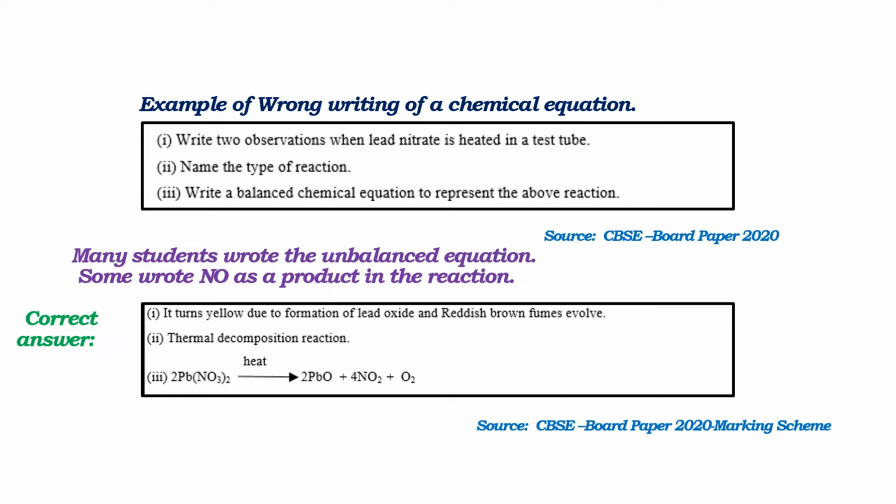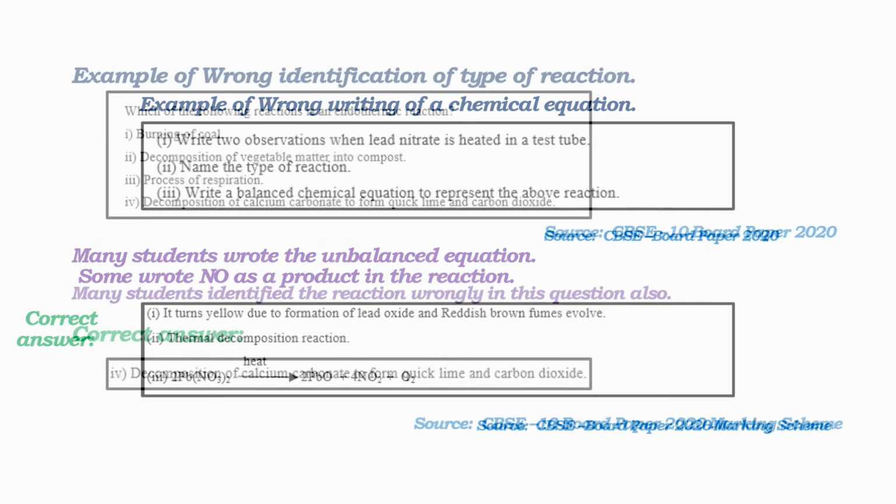This question has been sourced from the CBSE board paper of 2020. The question asked: write two observations when lead nitrate is heated in a test tube, name the type of reaction, and write a balanced chemical equation to represent the above reaction. Many students wrote unbalanced chemical equations and some wrote NO as a product in the reaction.